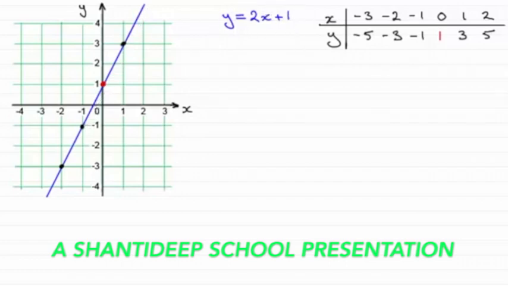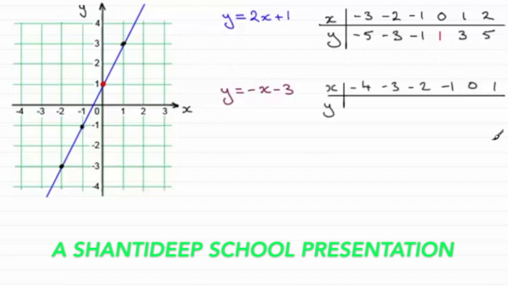Now let's look at another graph. Let's say we look at the graph of y equals, say, -x minus 3. And I'll draw up a table of values, x going from -4 to 1. And we'll plot the corresponding y values for this.